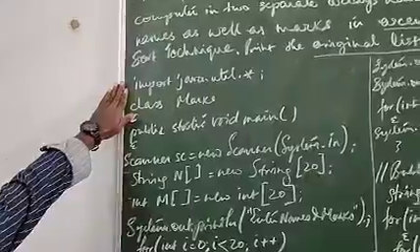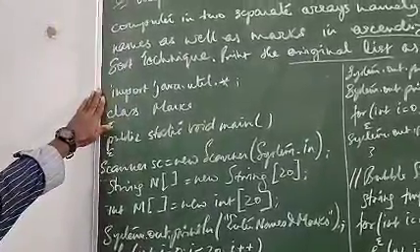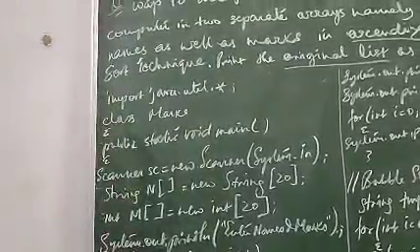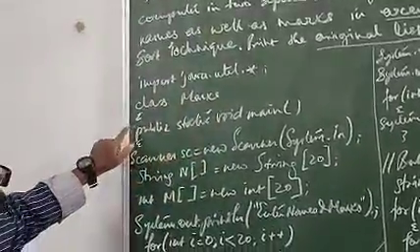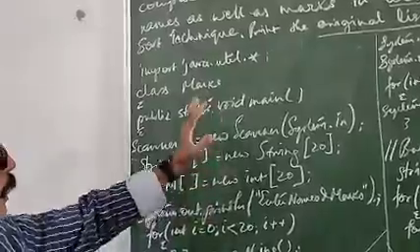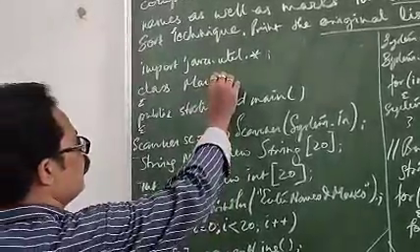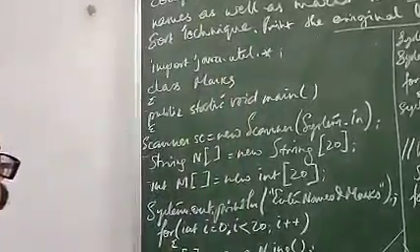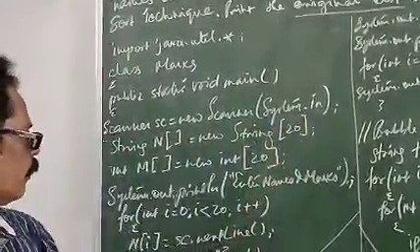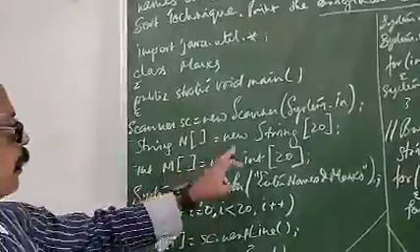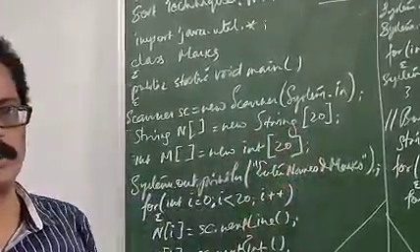So let us understand with the solution here. import java.util.*; obviously, you have to import the package in order to use the Scanner. The class name we have taken is Marks. You can write any name for that. public static void main, then Scanner sc = new Scanner(System.in). Then declare these two arrays.